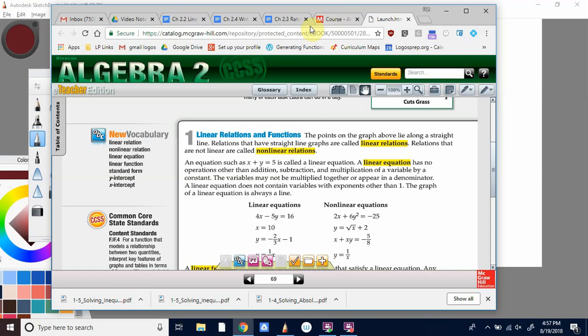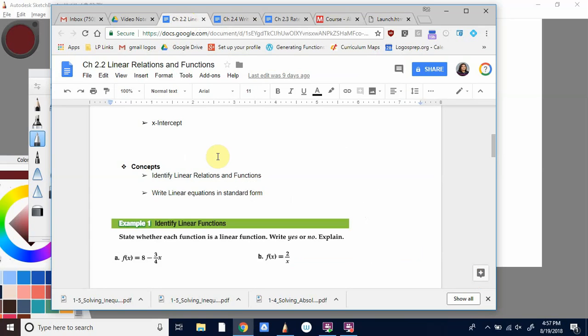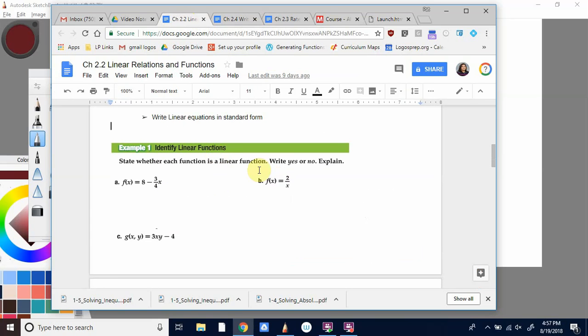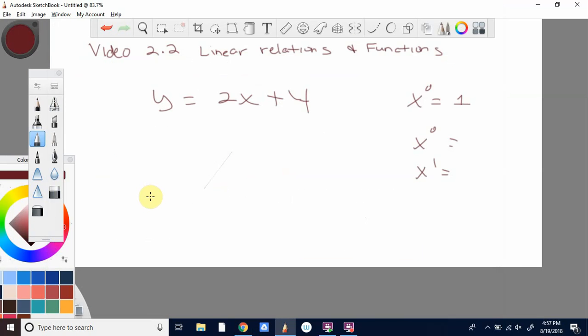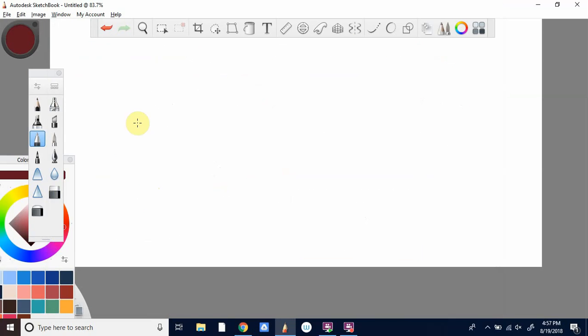Okay, so let's look at example 1 on our video note. It says, state whether each is a linear function. Write yes or no, explain. Why is this one a function? Now remember, f of x is just a fancy way of writing y. So we can rewrite that to say y equals negative 3/4 x plus 8. Yes? So I have a variable times a number. That's okay. Their highest power, they're both 1. And there's not a variable in the denominator, nor do I have two variables multiplied. So this is a linear function.